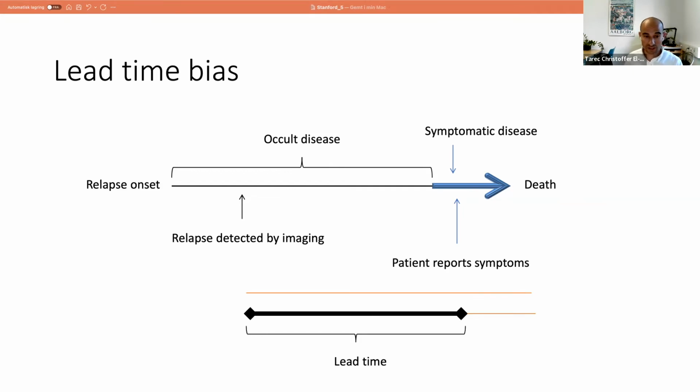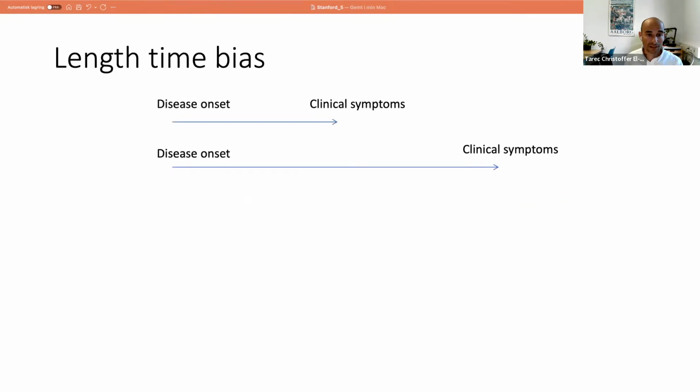Because if you have imaging detected relapse, then you are likely to also have a significant lead time. There's another bias that maybe is less often considered, but I think equally important, is that you also have different diseases at relapse. You have very aggressive diseases where patients survive very short. You have very indolent diseases where patients survive for a long time and maybe respond well to treatment.